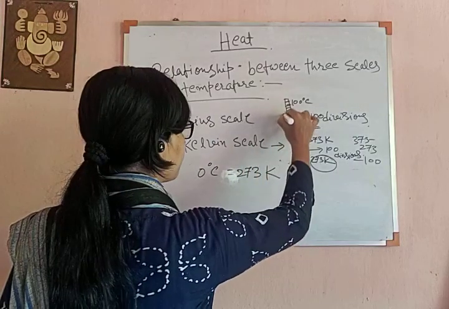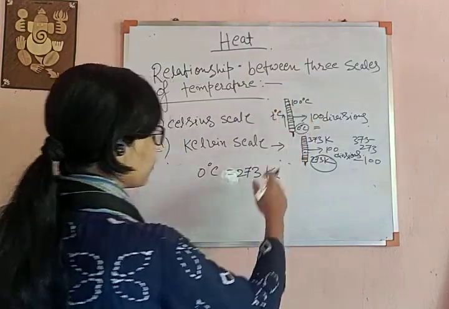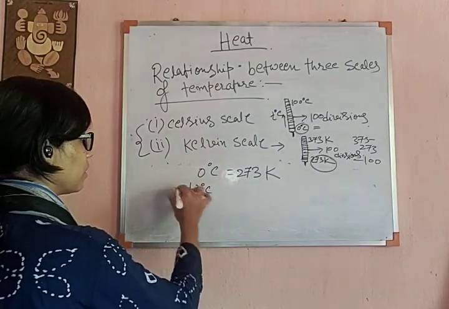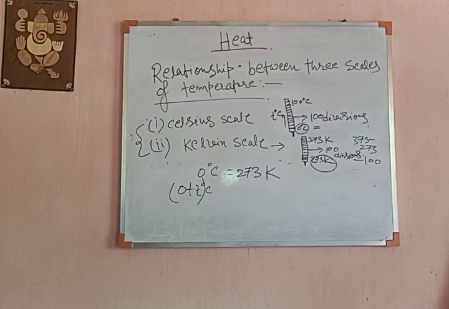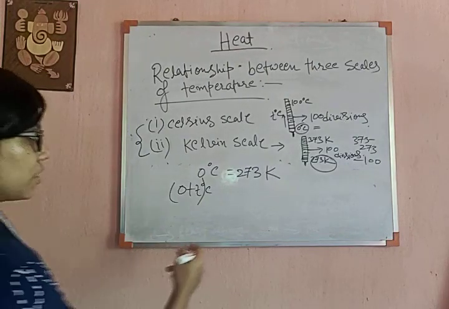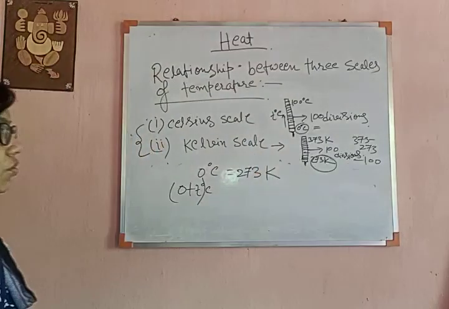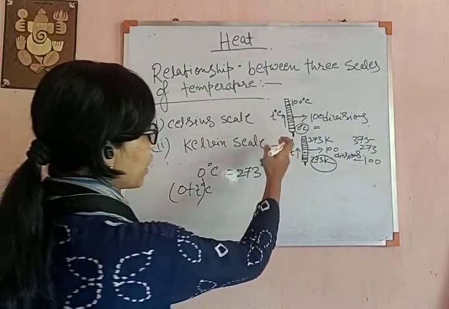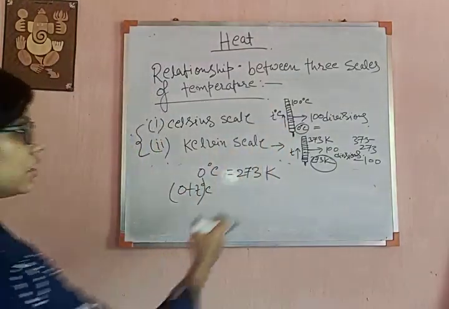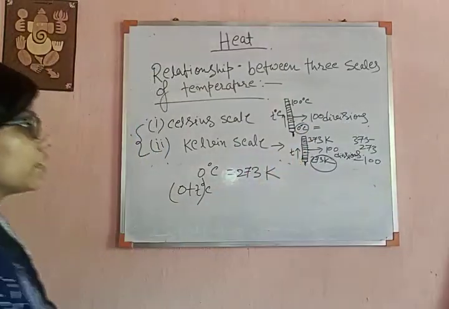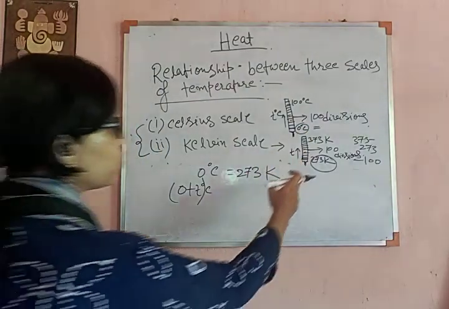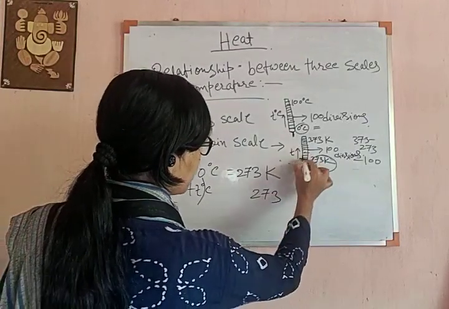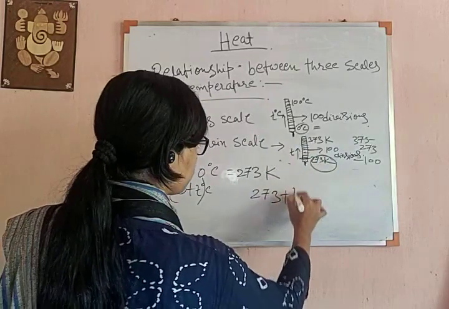Now suppose you are increasing the temperature from 0 degrees Celsius to T degrees Celsius. That means 0 plus T degrees Celsius. As soon as you increase the temperature in Celsius by T, you also have to increase the temperature in Kelvin scale by the same amount T. So in Kelvin scale it will be the initial temperature plus T, 273 plus T.